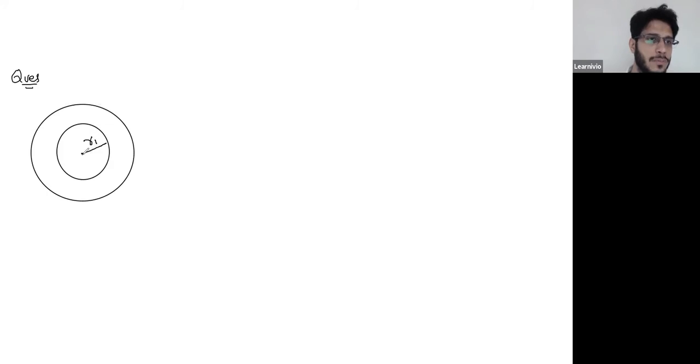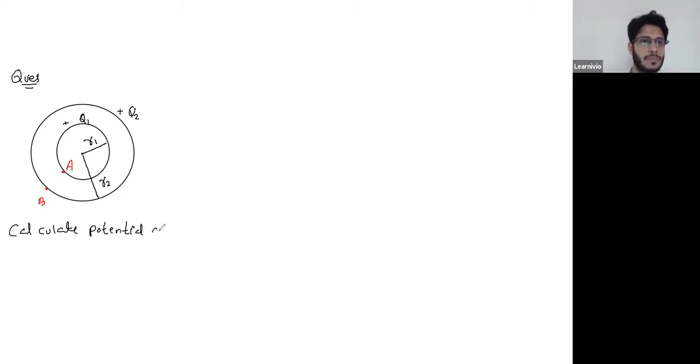One of radius R1, another of radius R2. The charge on the first conductor is Q1, and the charge on the second conductor is Q2. Let's take two points, a point A and a point B. You're supposed to calculate the value of potential at point A as well as point B.